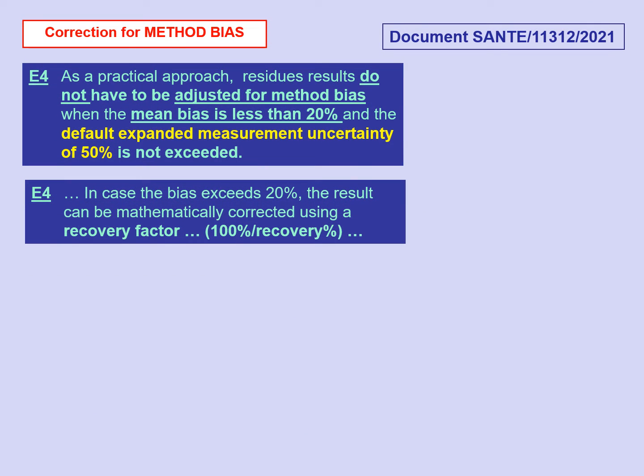However, the strict application of this criterion in routine analysis of pesticide residues is impractical and really unfeasible. This is the reason why paragraph E4 of the SANTE document proposes a practical generalized criterion. As a practical approach, residue results do not have to be adjusted for method bias when the mean bias is less than 20% and the default expanded measurement uncertainty of 50% is not exceeded. In case the bias exceeds 20%, the result can be mathematically corrected using a recovery factor.